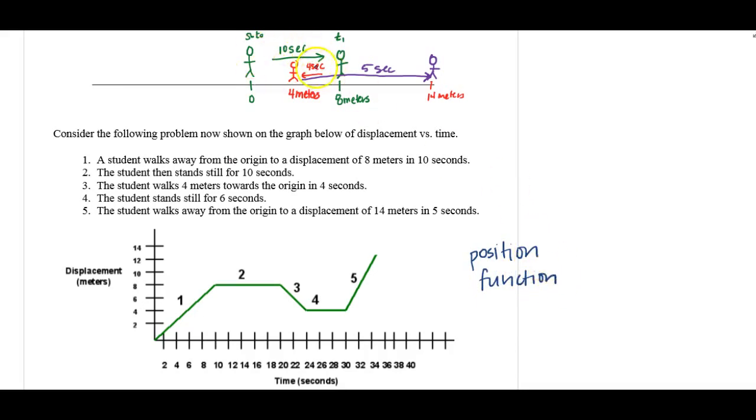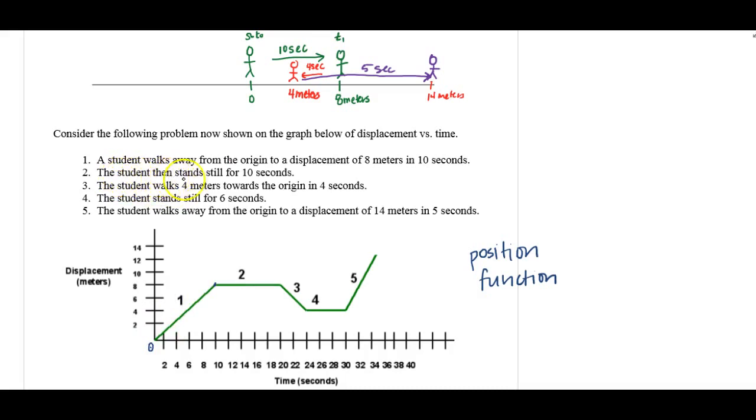So let's see how each of these movements translated on a graph. So we had our student that started at the origin, so at a displacement of 0. He hasn't gone anywhere, so he starts out right here. And then he walked away from the origin to a displacement of 8 meters in 10 seconds. So on our horizontal linear graph up here, we just started this man off at 0, and then 10 seconds later he ended up over here at 8 meters. Well, on this position function, over the course of 10 seconds, so these are marked by tick marks of 2, he ended up reaching a displacement of 8 meters. So this is where he ended up. So this is the first motion.